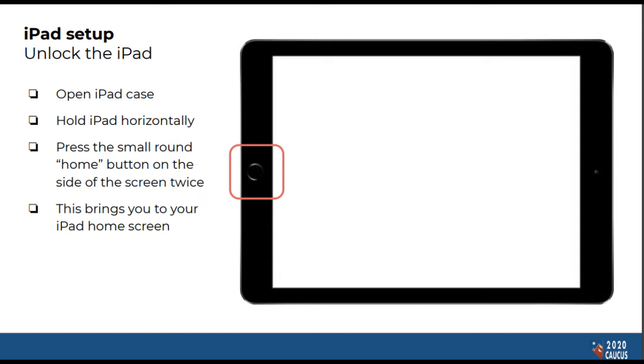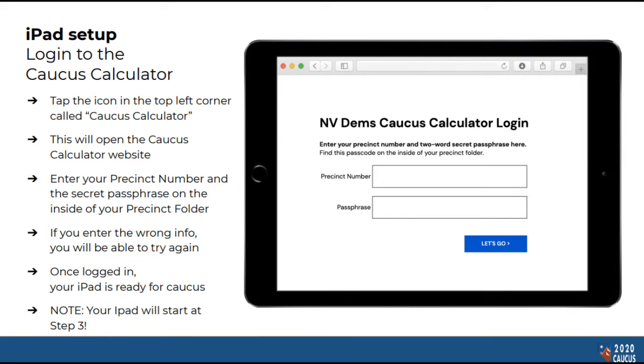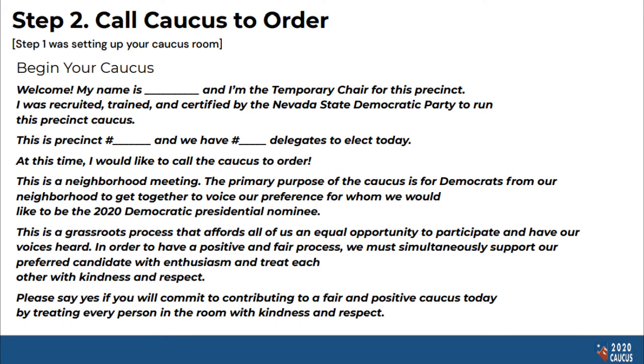And okay, after they start it up, it takes them to a login screen where they put in their precinct number and then a secret passphrase. It's inside their folder, written down. And it says, well, if you entered it wrong, you can keep trying. Makes me wonder how many times they can keep trying. And it doesn't say anything about two-factor authentication or anything, so yeah.